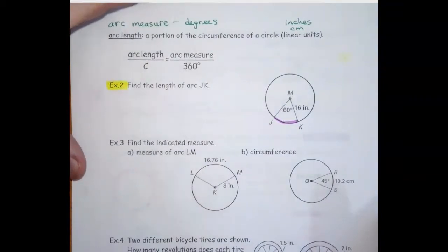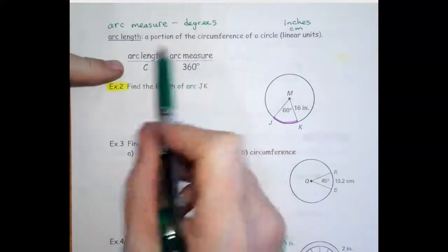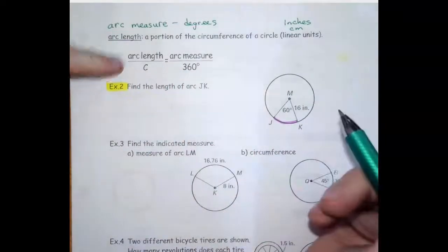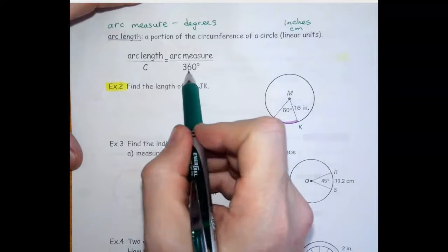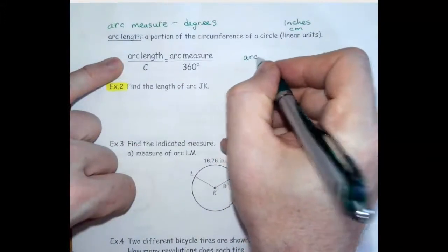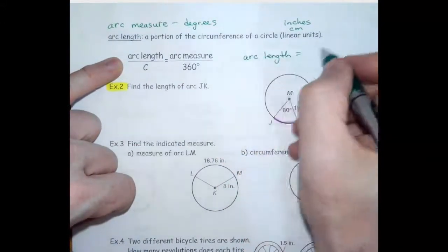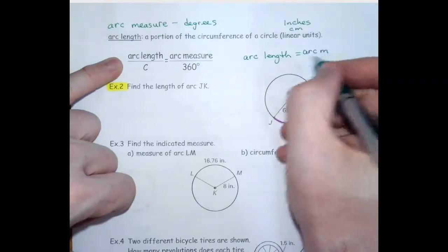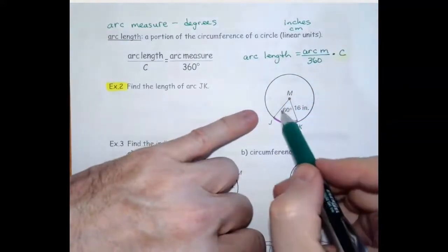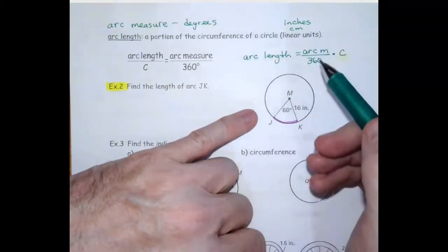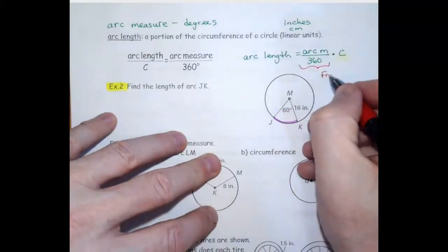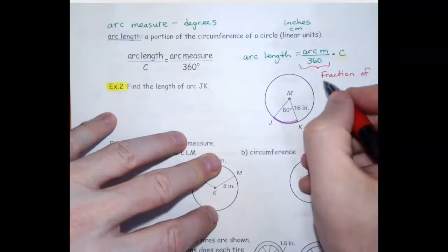Okay? So, the main way we look at this is setting up this proportion. And 360 is always right here. These things can vary depending on what we're looking at. So this is always solid. Now, another way to look at this is if we take both sides and multiply by c. So we can also have that the arc length is equal to the arc measure over 360 times the circumference. And if you think about it, the arc measure divided by 360, that's the fraction of the circle that we have. Okay? That's the fraction of the circle.